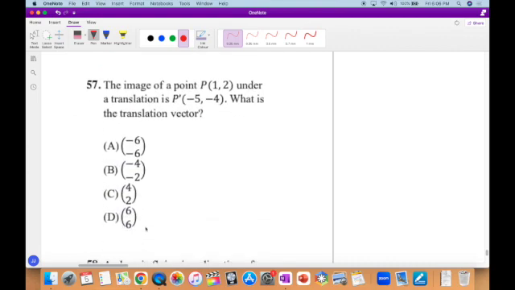The image of a point under the translation. So if I take the point and add it to this translation xy, I will get minus 5 minus 4. So obviously you could throw the x's across, so xy is equal to minus 5 minus 1, and minus 4 minus 2. So I will get minus 6 minus 6, A.